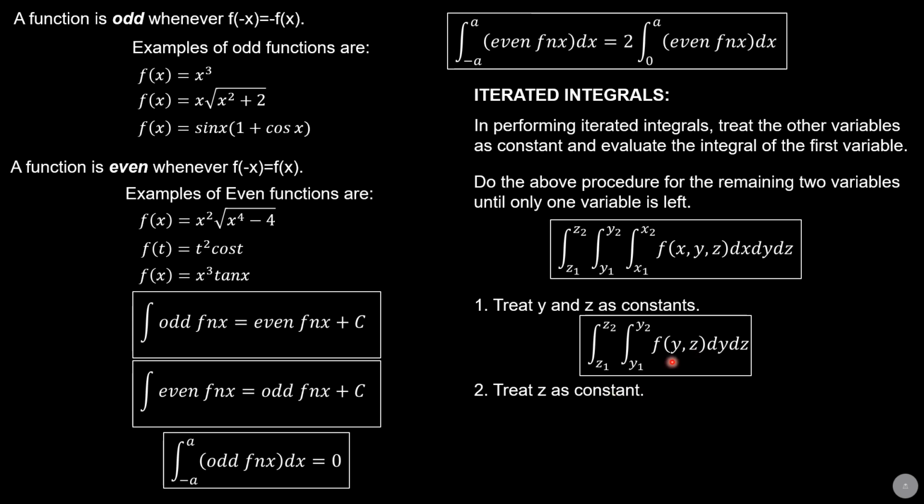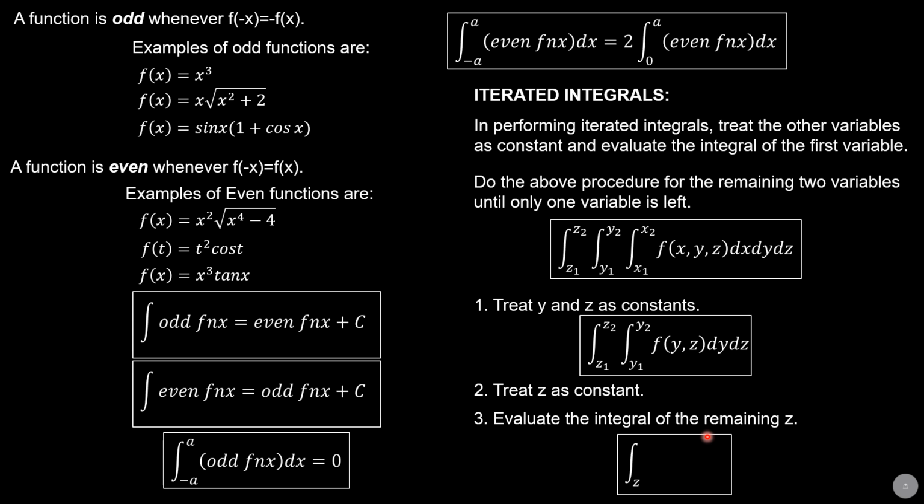So after evaluating this function of y and z and we limit y1 to y2, the remaining function would be a function of z alone, and there's no other variable except z, then you can evaluate the remaining integral. So that's the idea for these iterated integrals.